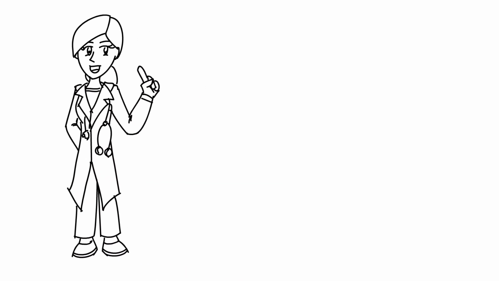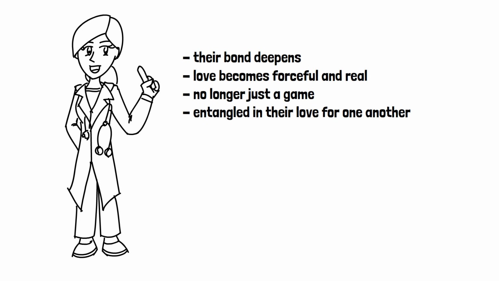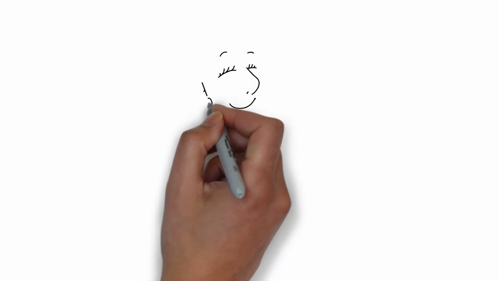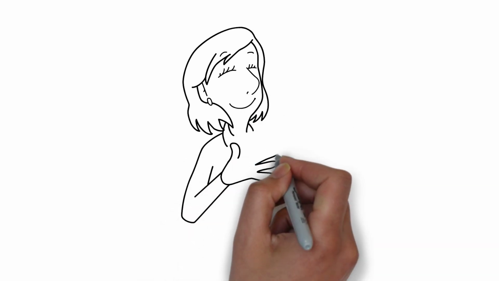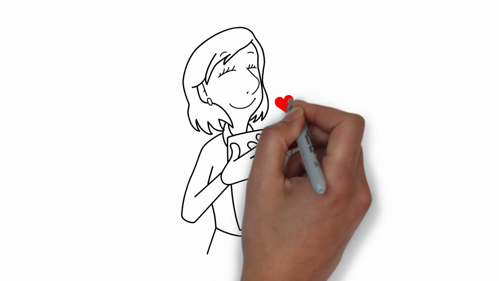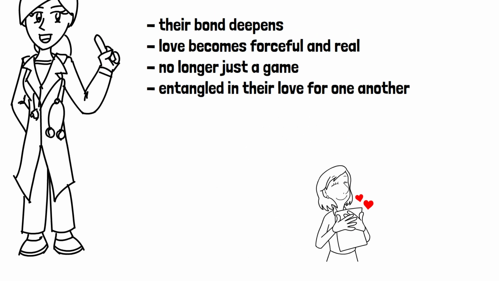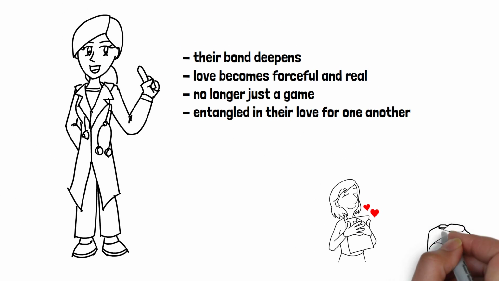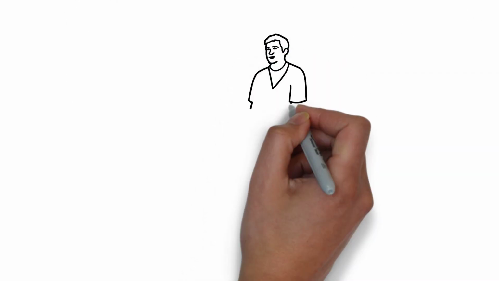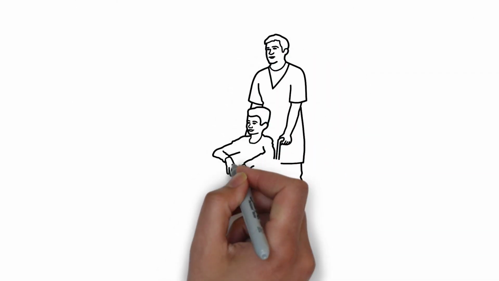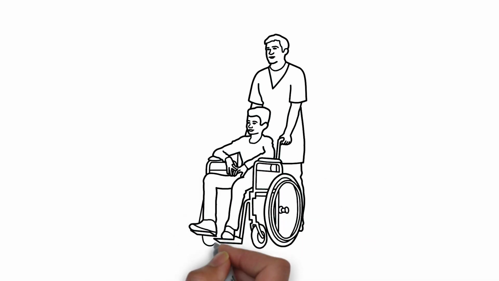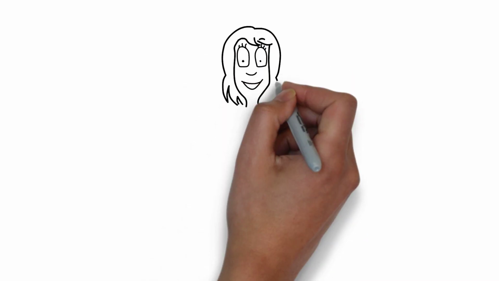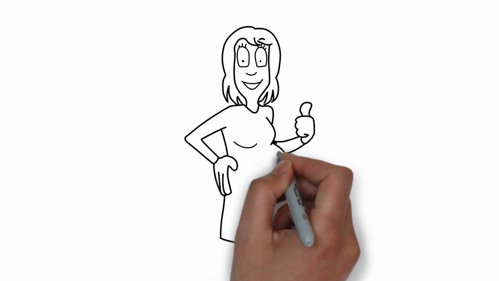His bond with Catherine deepens over the next few months. Their love becomes forceful and real, no longer just a game in which they exchange meaningless promises and frivolous kisses. Henry and Catherine grow entangled in their love for one another as the borders between contrived and actual feelings begin to blur. When Henry's injured leg heals, the army offers him 3 weeks of recovery leave before returning to the front. He attempts to arrange a trip with Catherine, who informs him that she is pregnant.